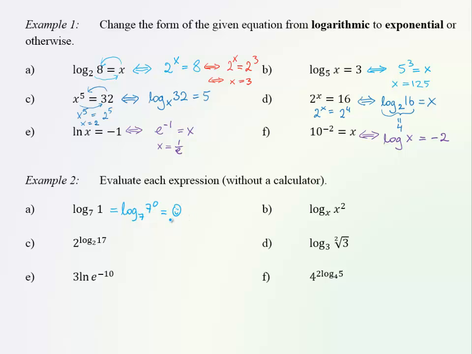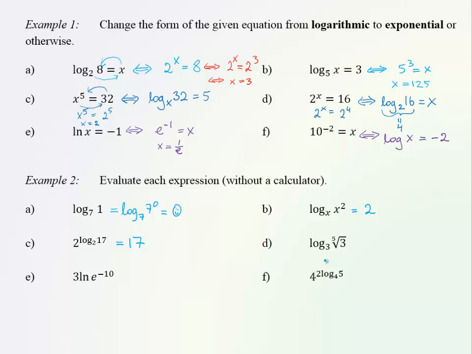So that's just 0. Log with base x of x to the 2. Again, the log and the exponent have the same base, so they cancel each other and you end up with just 2. So that's nice. Here it's 2 to the log with base 2 of 17. Well, again, they cancel each other and you end up with 17.